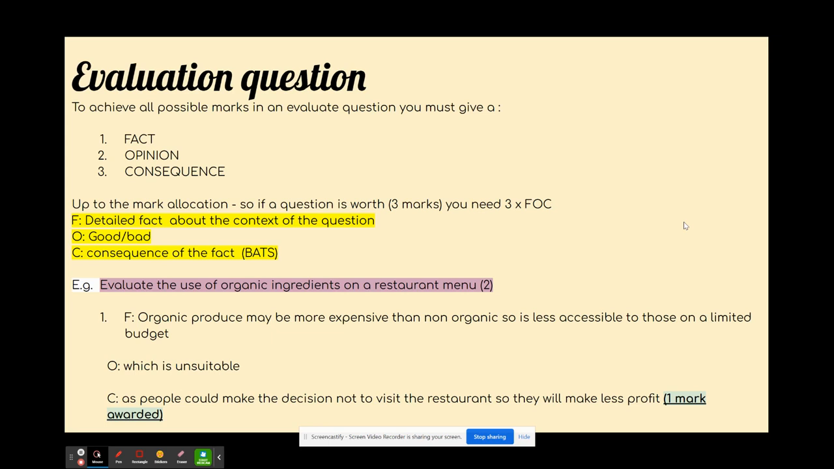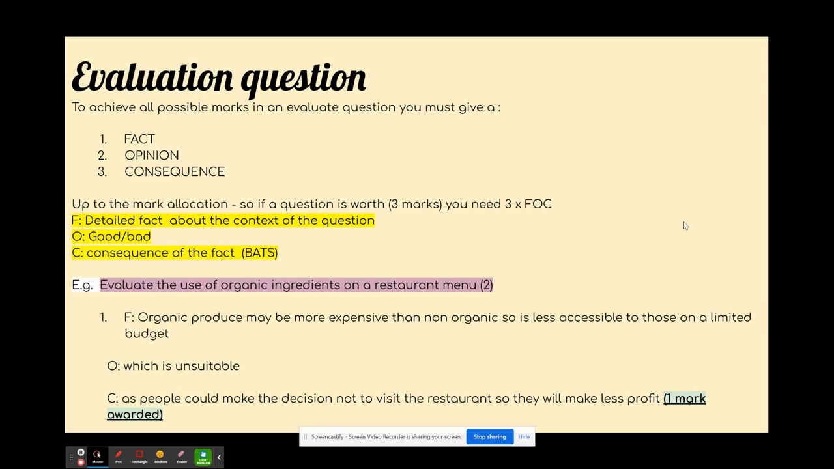If a question was worth 3 marks, then you would need to have 3 FOCs in your answer. The third and last thing is what you should be referring back to in your question. So, is that to do with a restaurant? Is it to do with a consumer? Whatever the question is asking you, you must make sure you're referring back to it in your answer. When we talk about our consequences, we must have a but included in there. That means we must have the words because, as, therefore, or so to ensure that we are linking back to the question.